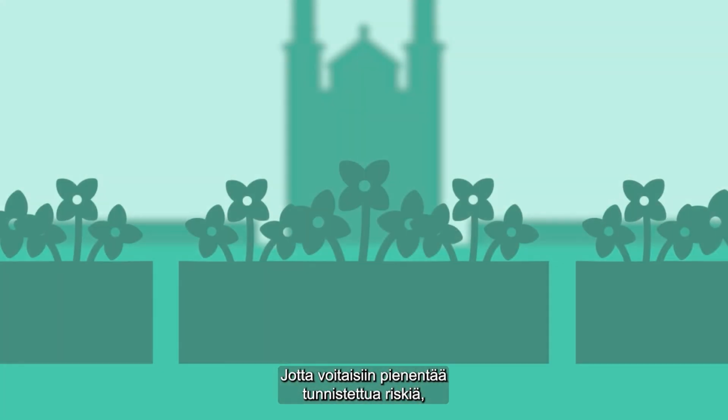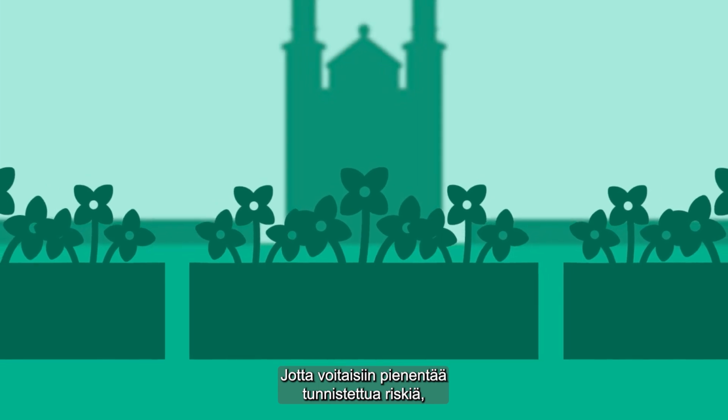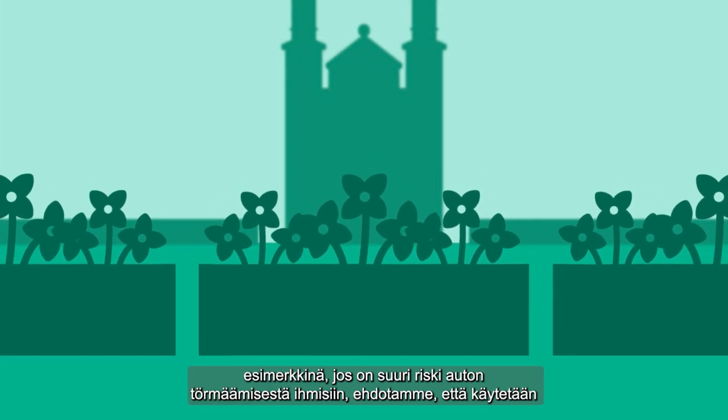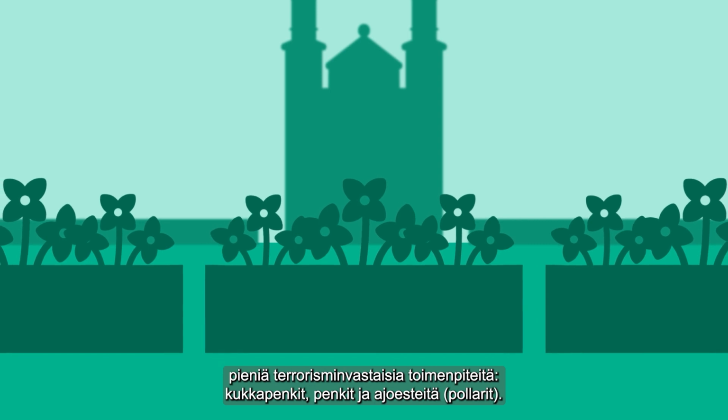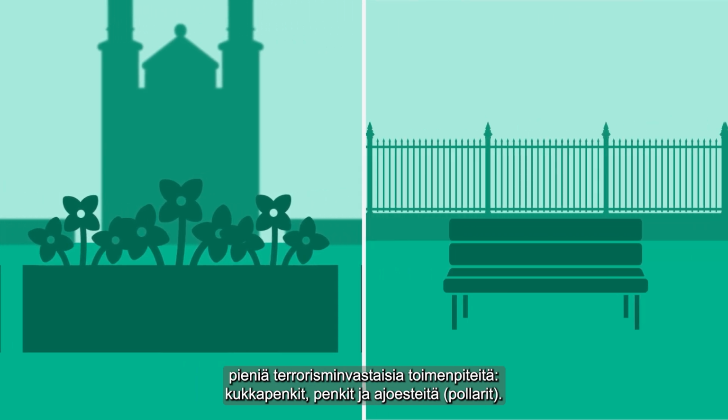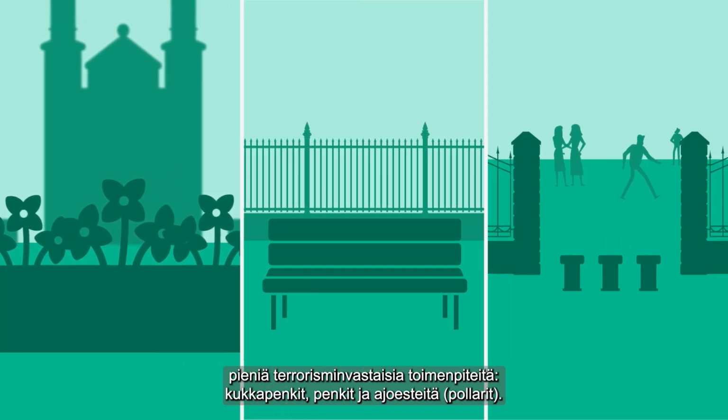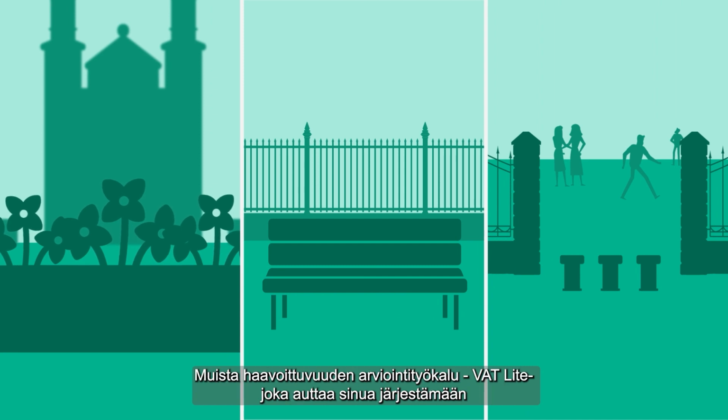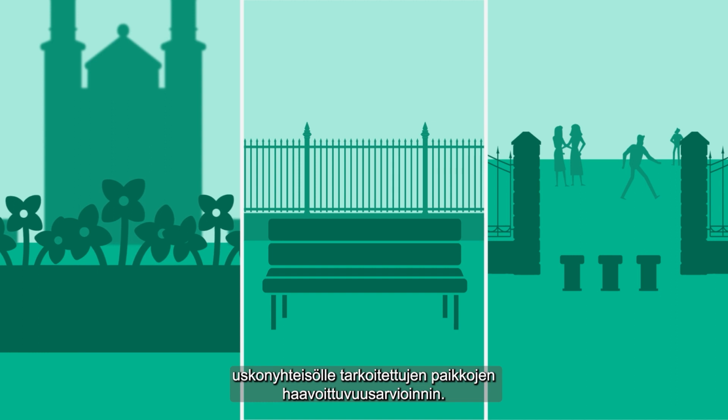In order to mitigate an identified risk, for example, high risk of a vehicle attack on people, we propose the use of vehicle mitigation measures such as flower beds, benches and bollards. Remember, Vulnerability Assessment Tool Lite version will help you organize a vulnerability assessment of places of worship.